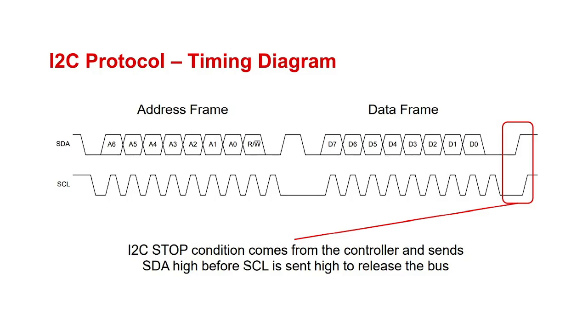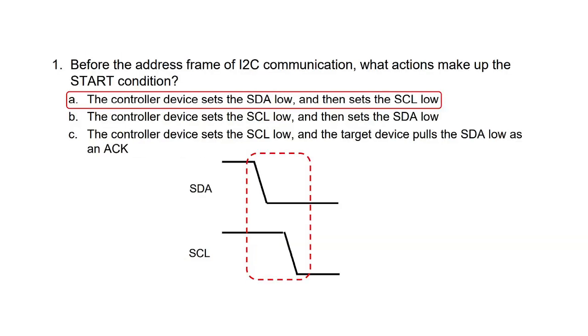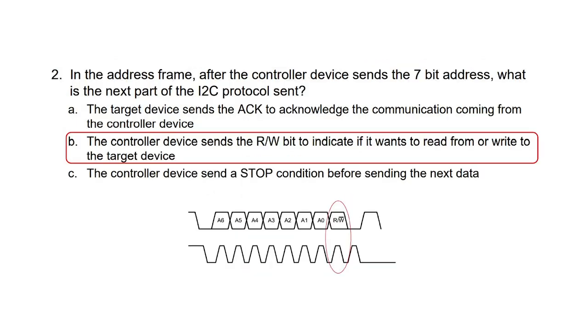So these are some questions. Before the address frame in I2C, what actions make up the start condition? Start condition means SDA goes from high to low, and after that SCL goes from high to low. That means the controller sets SDA low and then sets SCL low. That is the start condition. In the address frame, after the controller device sends 7 bits of data, what is the next part of the I2C protocol? The read/write bar bit. The controller sends the read/write bar bit to indicate what operation it wants to do: either write the data to the slave, or read the data from the slave.